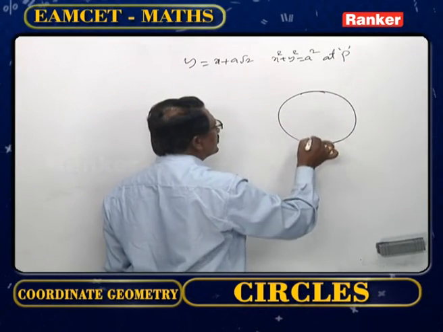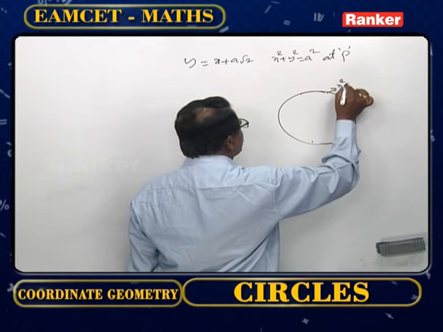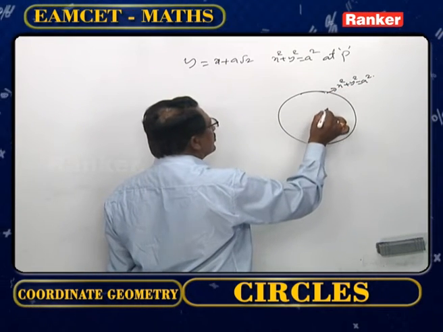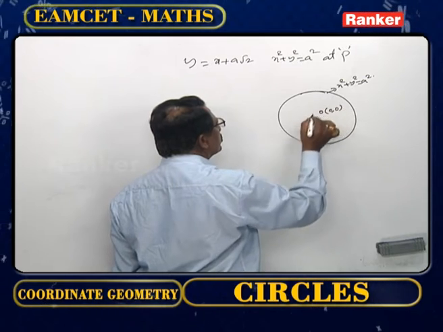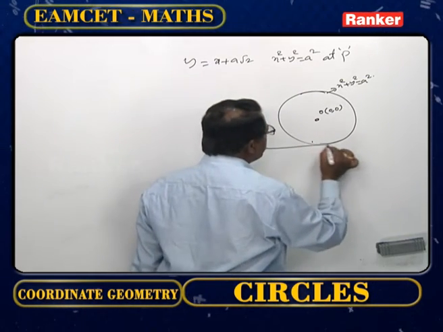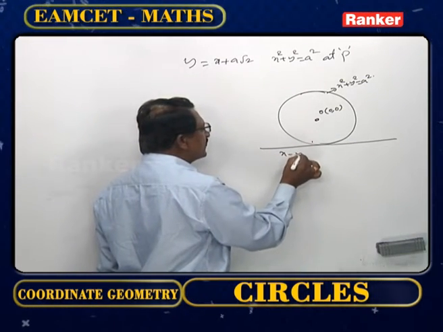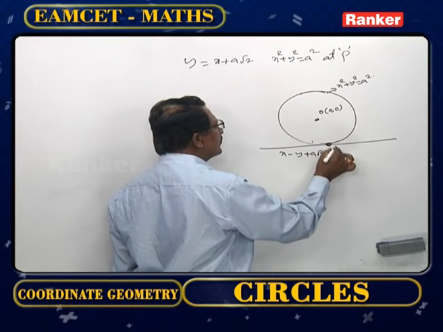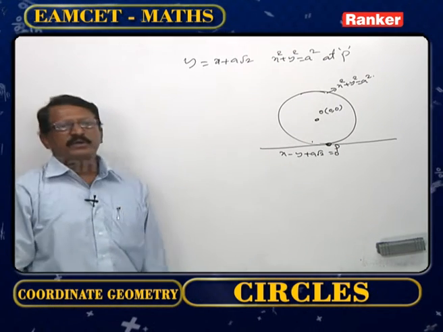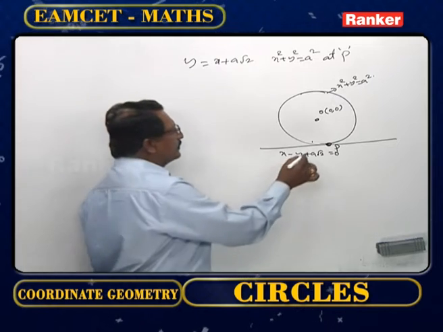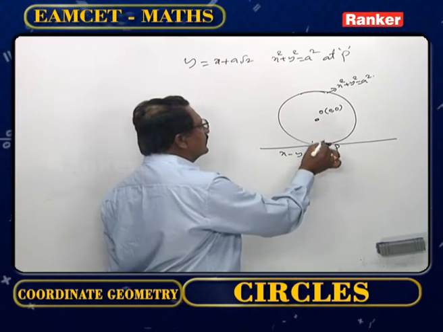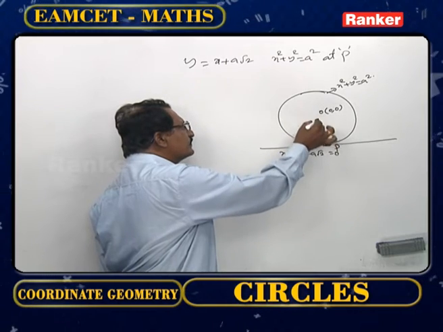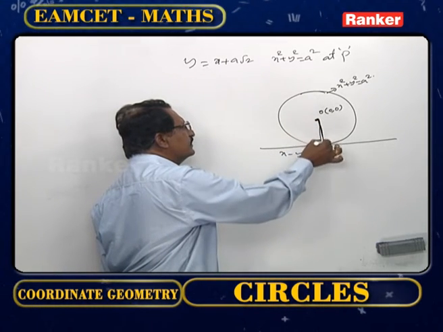The given circle is x square plus y square equals a square. The center of the circle is the origin 0, 0. The given line x minus y plus a root 2 equals 0 touches the circle at the point P. Now we require the coordinates of the point P. Now P is nothing but the foot of the perpendicular from the center on the tangent.